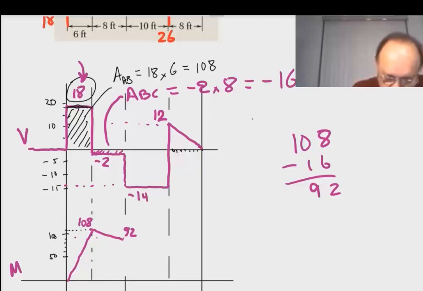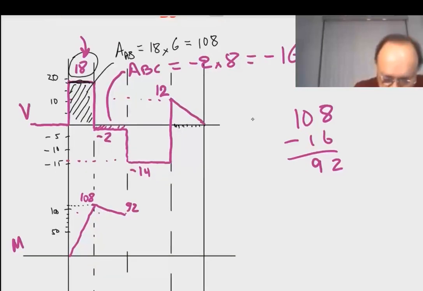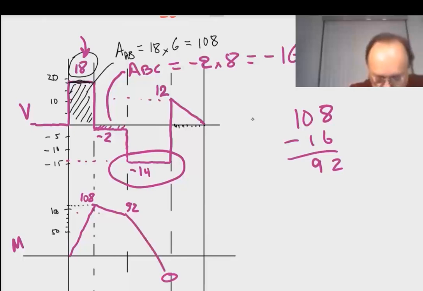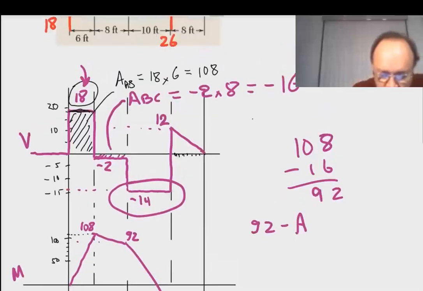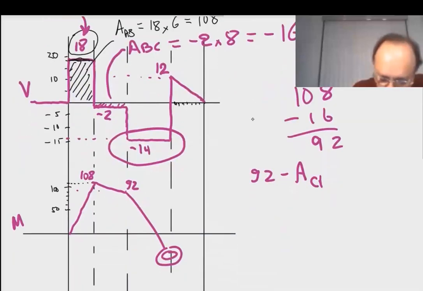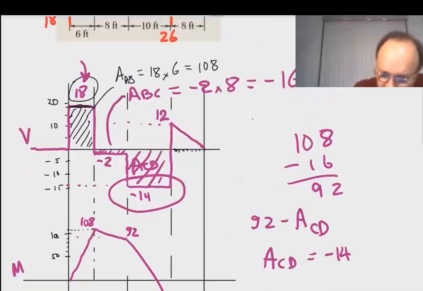Now I have to go down all the way over here. I don't know exactly where, so some point over here, and also constant slope of minus 14. So it's going to be something like this. To do it, I would like to find out the coordinate of this point down here, which will be 92 minus the area between points C and D. What is the area of this area C and D? This area here. Area CD will be minus 14 times 10.